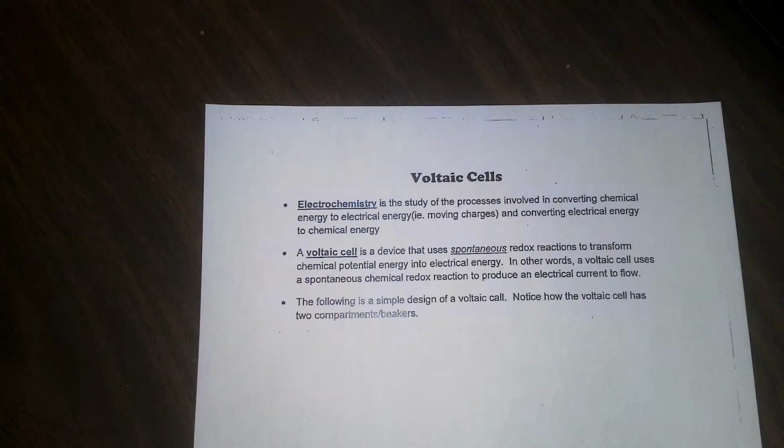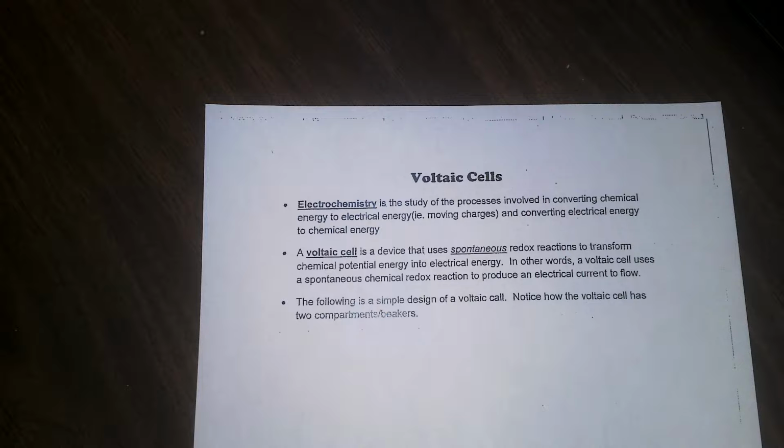Cells. So electrochemistry is the title of our unit. I call it redox chemistry, but the actual unit is called electrochemistry. And it's converting chemical energy into electrical energy. When we were doing the redox portion, we were just looking at the reactions and the chemistry behind it. Now we're going to start looking at the electric potential in there.